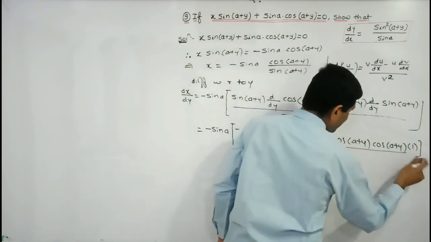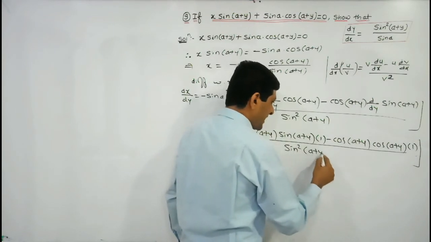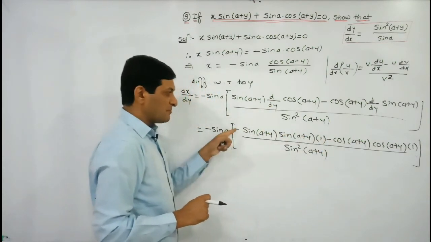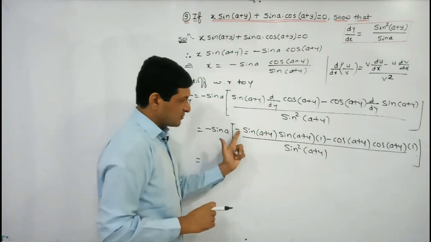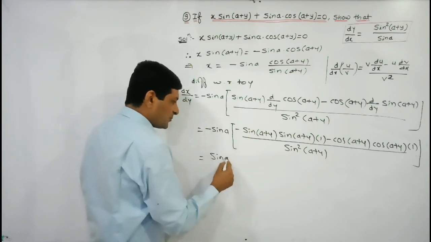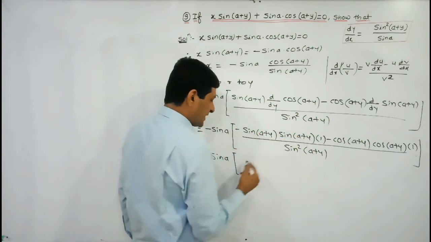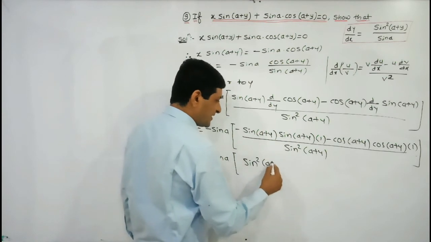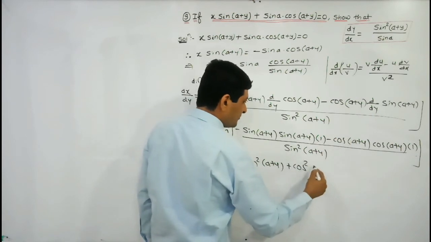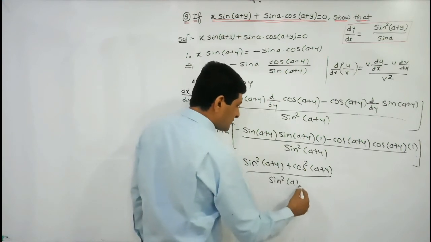In the denominator keep sin square (a plus y) as it is. So which is equal to, now see here, both the terms are negative. If I am multiplying by this minus to both the terms, they will become positive. Now if I am multiplying by minus, both the terms will become what? Positive. So multiplying the first term, minus into minus will become plus, and sin(a plus y) into sin(a plus y) will be equal to sin square (a plus y). Again here minus into minus will become plus, and cos(a plus y) into cos(a plus y) will be cos square (a plus y). In the denominator, sin square (a plus y), keep it as it is.